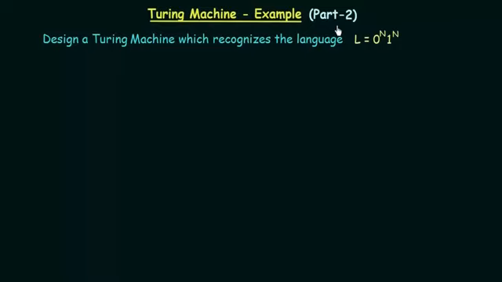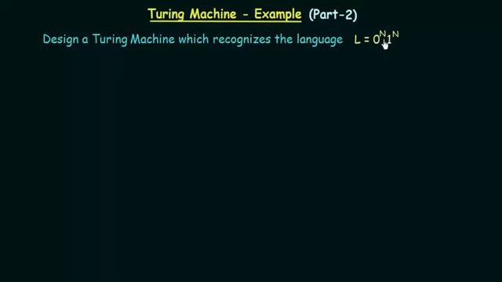In this lecture, we will be seeing another example of a Turing machine, where we will see how to design a Turing machine for a given language. So our task is to design a Turing machine which recognizes the language L equal to 0 power n 1 power n. That means we have to design a Turing machine which accepts this kind of language where the number of zeros should be exactly equal to the number of ones that follows.